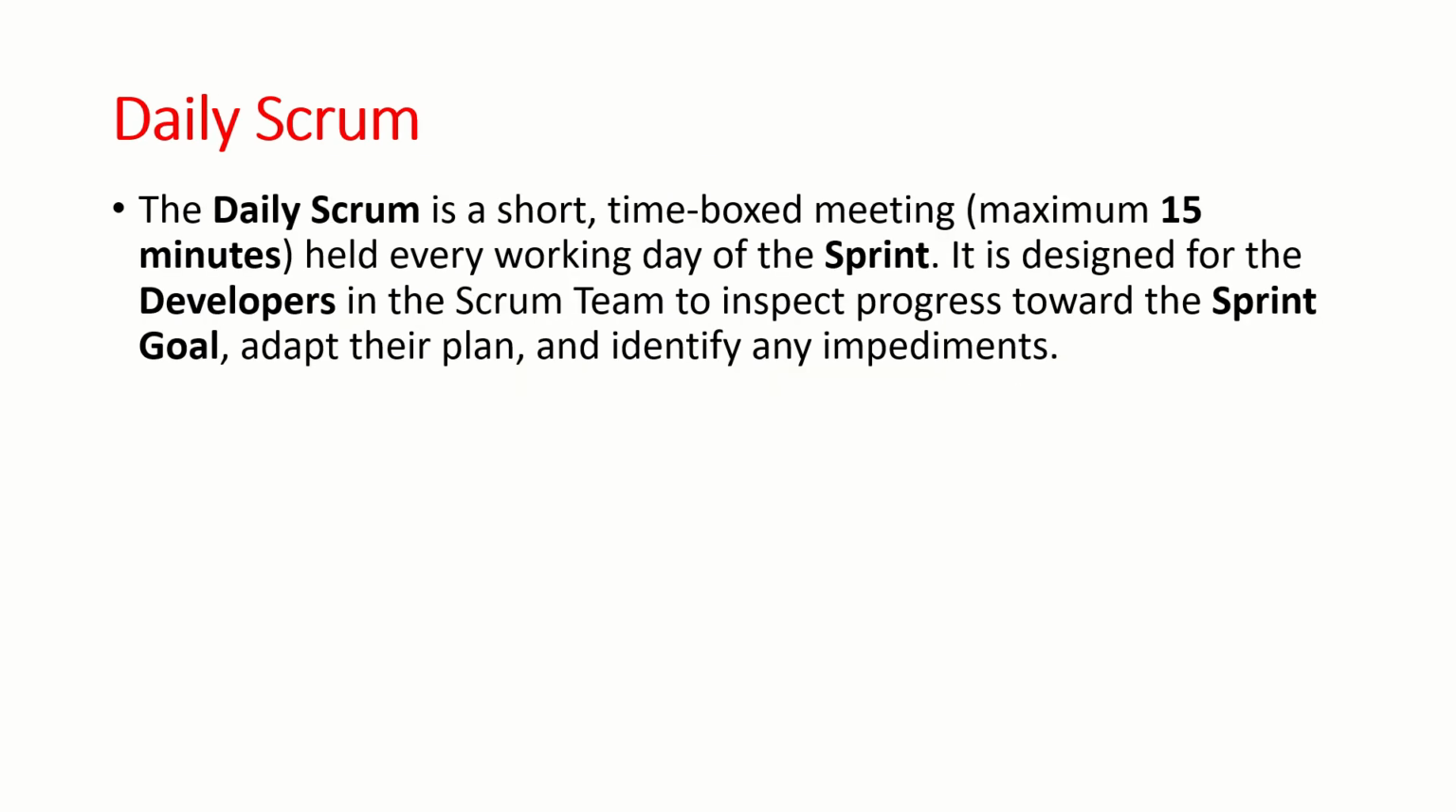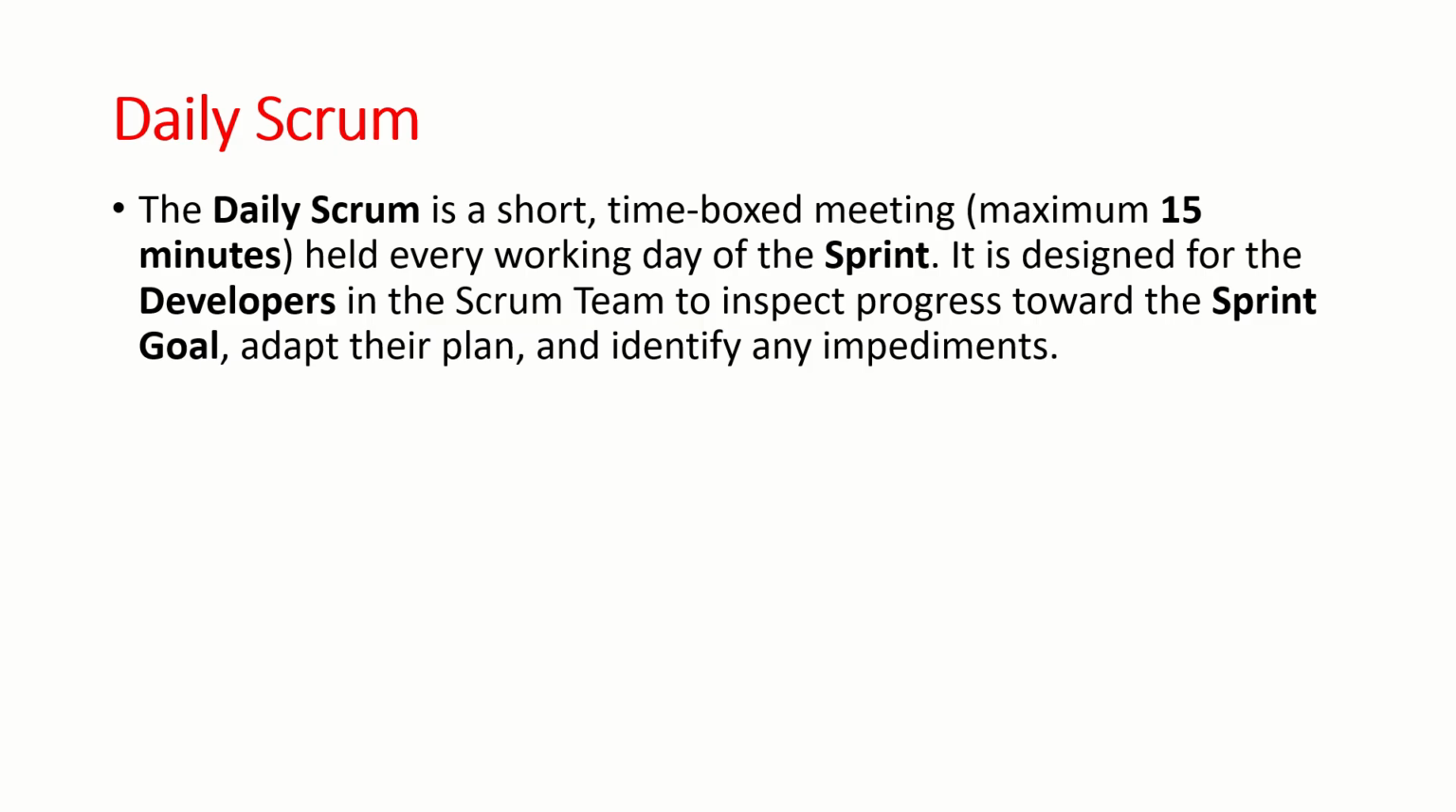The next event is daily Scrum. The daily Scrum is a short time-boxed meeting, a maximum of 15 minutes. It should be held every day of the sprint. It is important that it should be held every day of the sprint. I have seen in some Scrum meetings, people run these daily Scrum meetings twice a week, which is not correct. And sometimes they exceed that 15 minutes time frame, which is again not correct. If you have to follow Scrum, you have to follow daily Scrum. It means it is a daily meeting, and only a maximum of 15 minutes should be allocated.